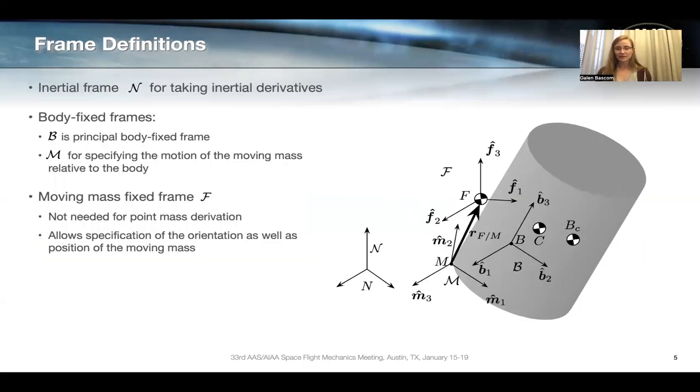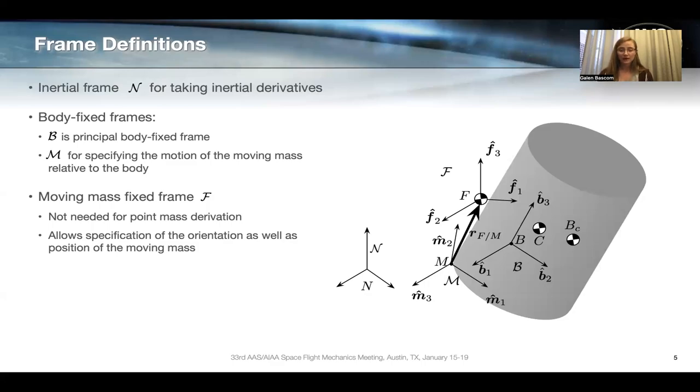So diving a little bit into the background of the mathematical derivations, we needed to set up frames to do the dynamics derivation for the effects of these moving masses on the spacecraft. So first thing we needed was an inertial frame for taking inertial derivatives in our derivation. Then we also had this F frame attached to our moving mass. For our purposes, that F frame isn't as important, but the dynamics derivation we did had enough generality to include moving masses that weren't just point masses, but that had a fixed moment of inertia as well. So the F frame lets us specify, in addition to the position, velocity, and acceleration of the moving mass, things like its angular velocity relative to the body as well.